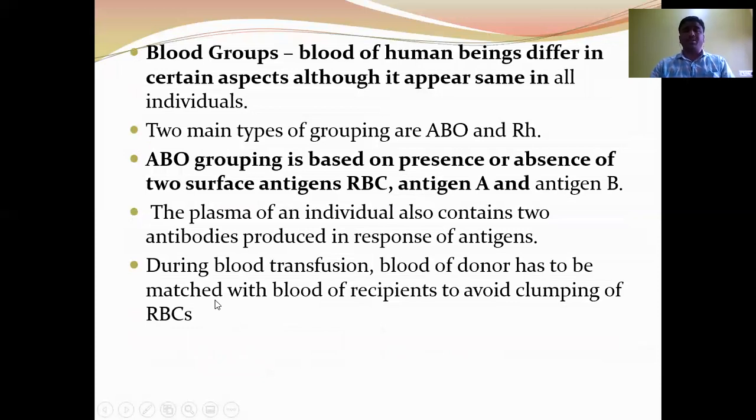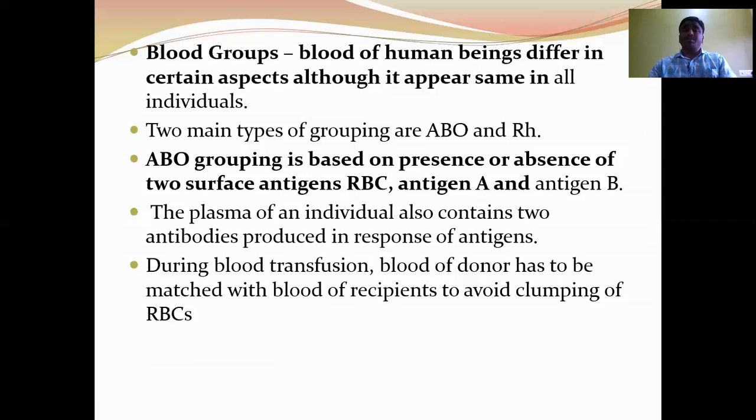Next, about blood groups. Blood of human beings differs in certain aspects, although it appears the same in all individuals. The blood groups were discovered by the scientist Karl Landsteiner. There are two main types of blood grouping systems: the ABO blood grouping system and the RH blood grouping system.